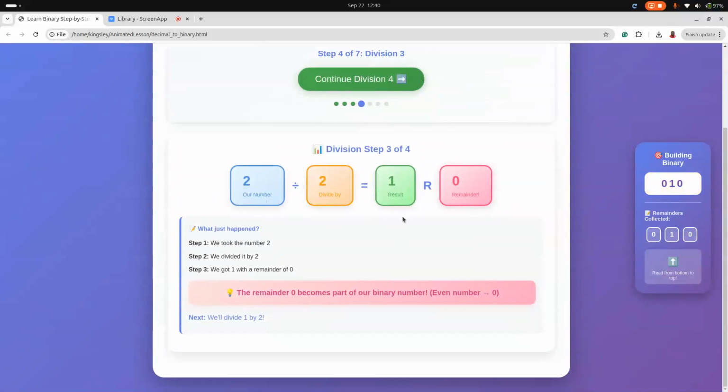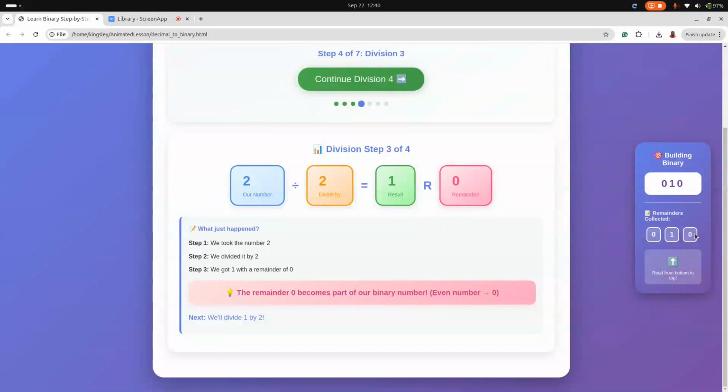So 2 divided by 2. That means if there are 2 people and we give each person 2 oranges, and they share 2 oranges, each person will get 1. Okay, so the result in this case, our quotient, is 1. The remainder in this case is 0.